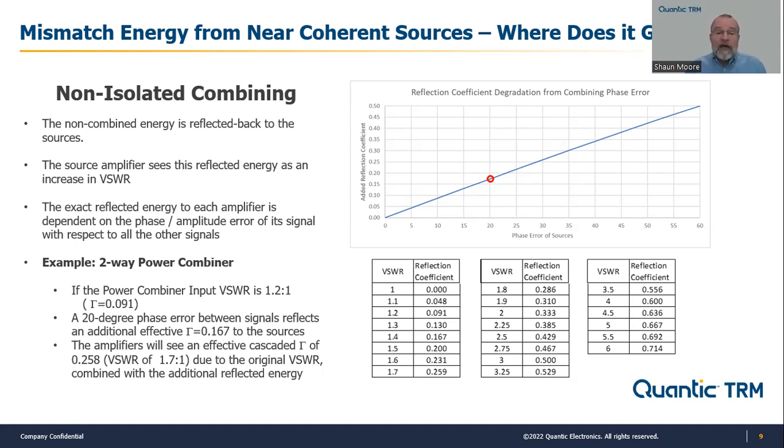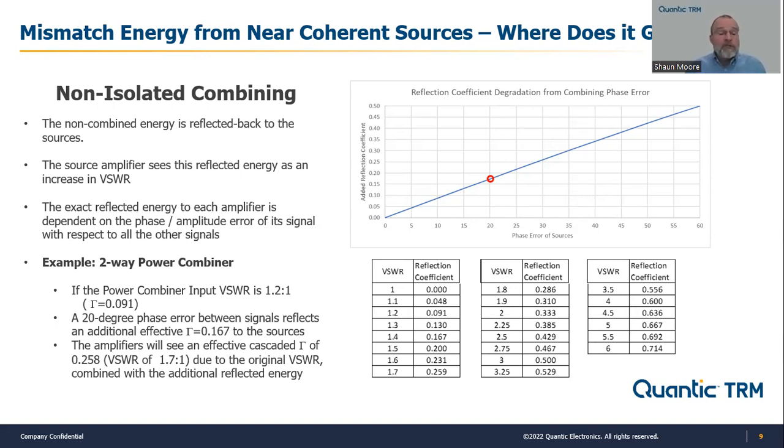So in the example that I have on the page here, the power combiner starts off with well-matched signals as being a 1.2 to 1 VSWR, which is sort of a typical spec of what you get with a power divider. And if we had a 20-degree phase error, which is not a horrible phase error, but it is creeping up there a little bit, you will see that your reflection coefficient will increase by 0.167.